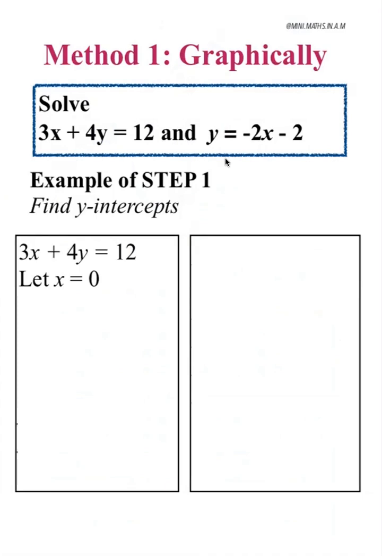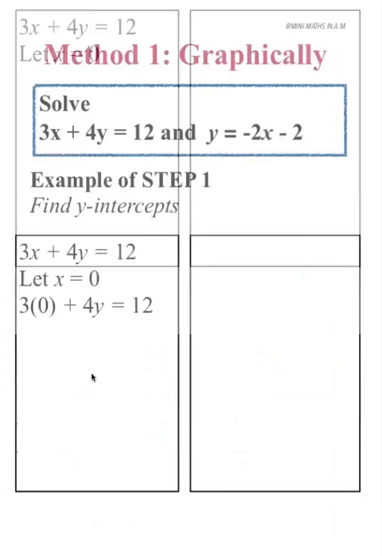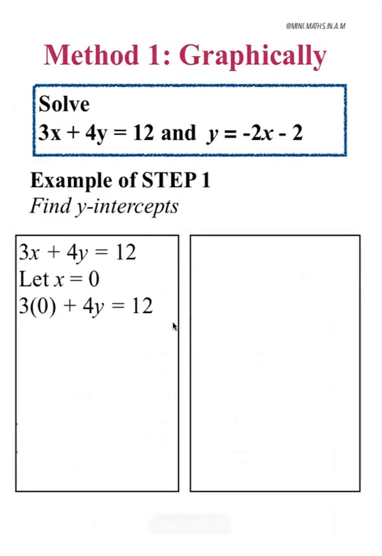Same idea, we start by finding our y-intercepts. So y-intercepts occur when x equals 0. So replace the x with 0, which you see has just happened here. And then we just tidy that up a little bit. So 3 times 0 just means 0. So we can write that 0 plus 4y equals 12.